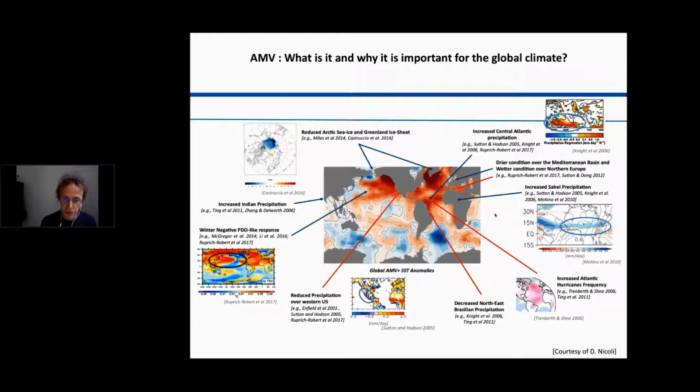There are additional impacts, for example, for the US climate as well. Some authors have connected the positive phase of this mode to the 1930s and 1960s droughts over the US, including the dust bowl. Other studies have connected the AMV to hurricane frequency over the Atlantic basin. So there are a number of reasons why this signal is particularly interesting and relevant for our climate, including the European and the Mediterranean region.